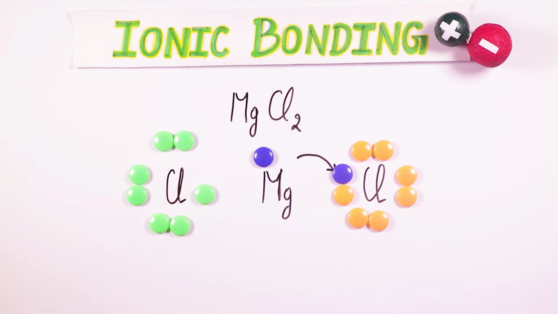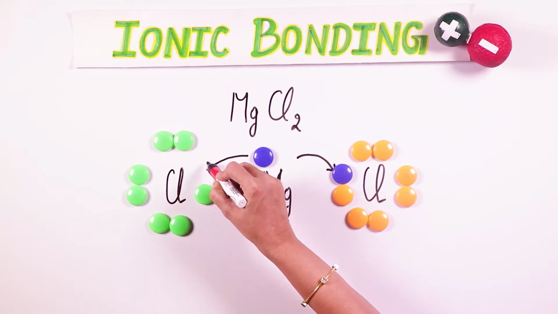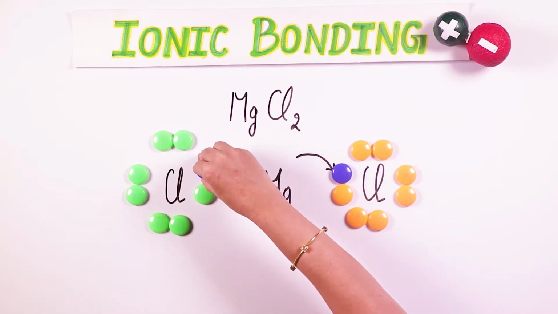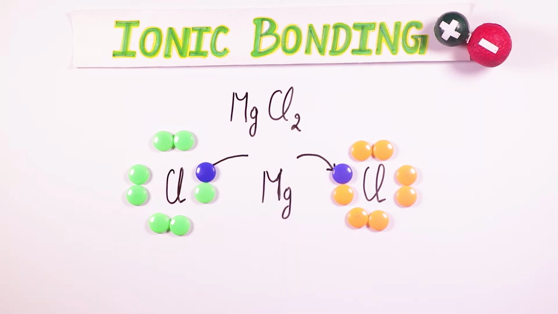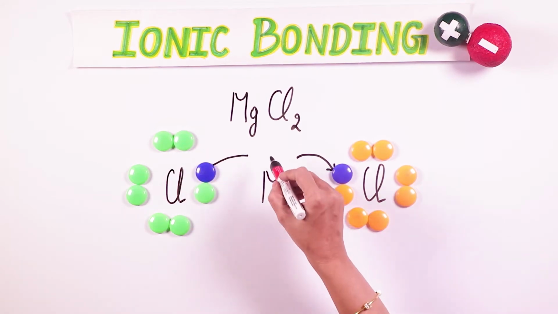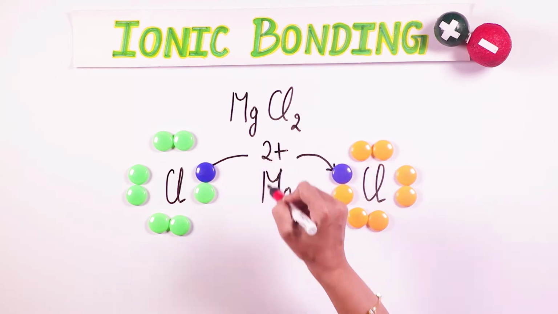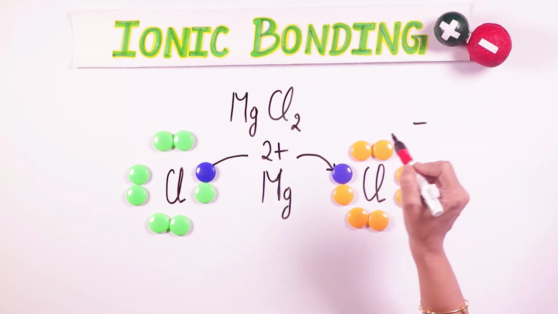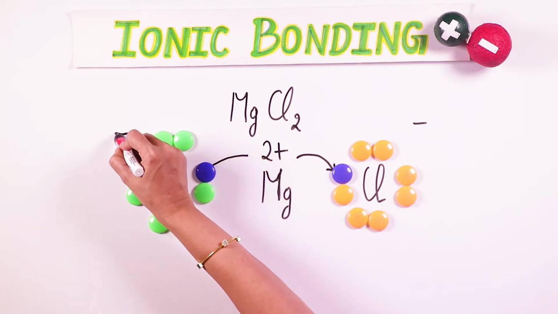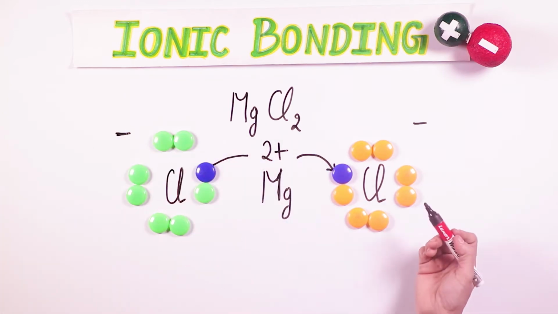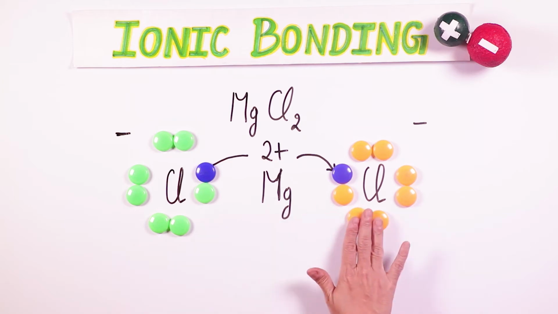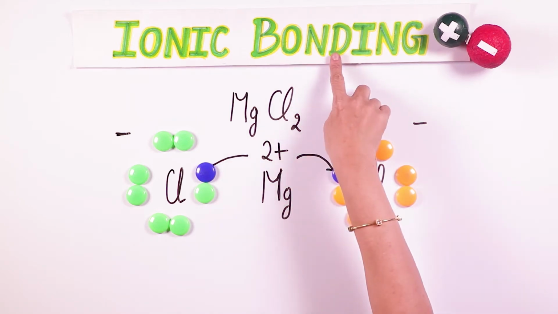So the magnesium is now completely transferring this electron into the valence shell of chlorine. So this resulted in a 2+ charge for the magnesium, making it a cation, and each of the chlorine got a negative charge because of the excess electrons, and they became the anion. So the magnesium 2+ is now attracted to 2 of the chloride ions through an ionic bonding.